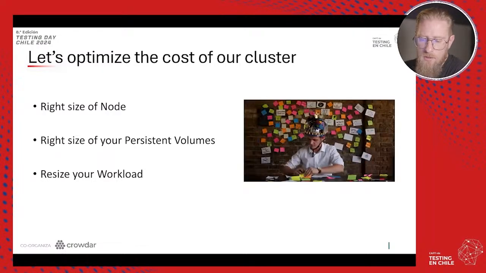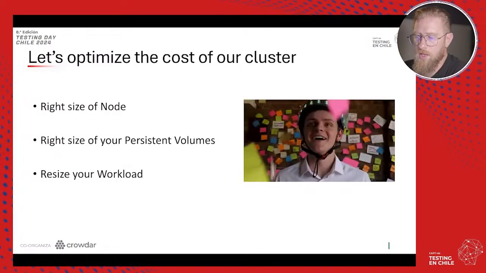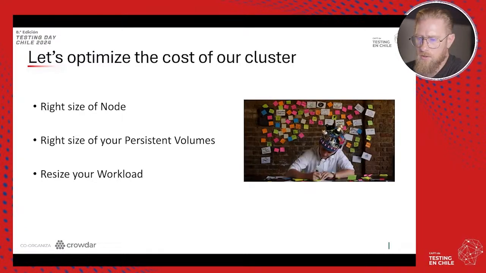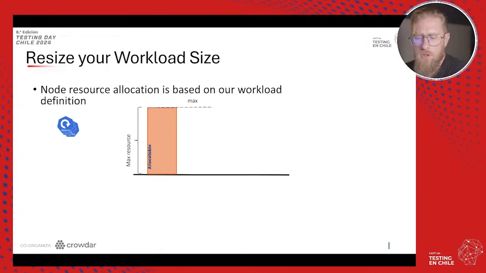So the last angle is basically resize the workload, so rethinking the size of our workload to optimize a bit the space that it's taking in our cluster. So that will be the angle. So how do you resize your workload? Well, when you deploy in Kubernetes, you deploy on your worker node. So if you have 3 worker nodes, each worker node will have a quantity of CPU and memory, and this gives you the maximum of the allocatable resources.